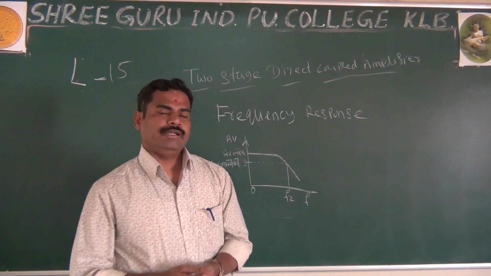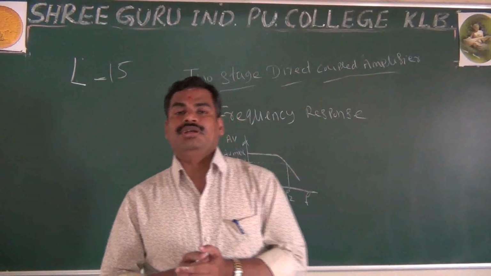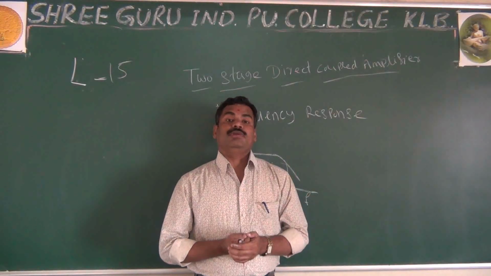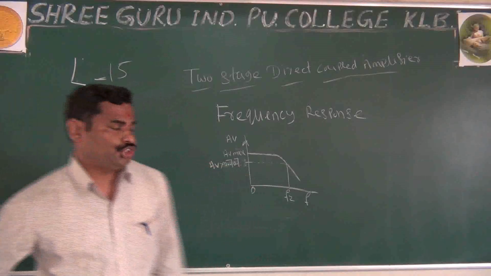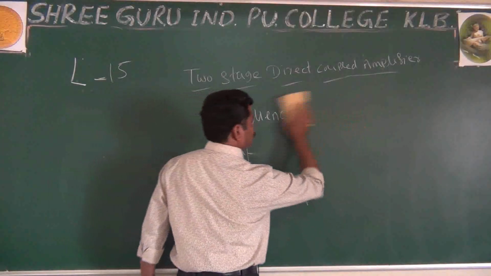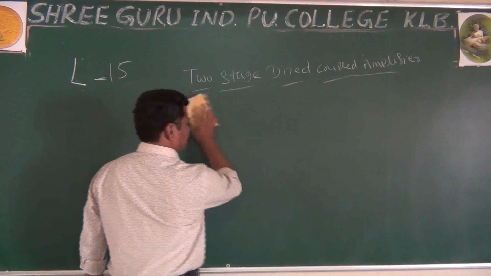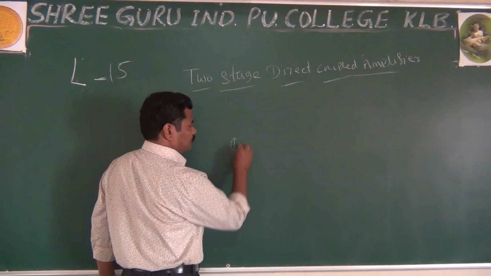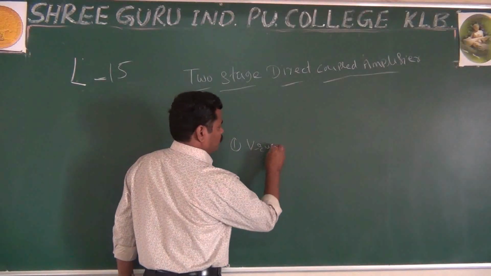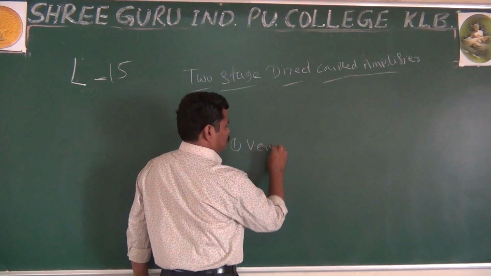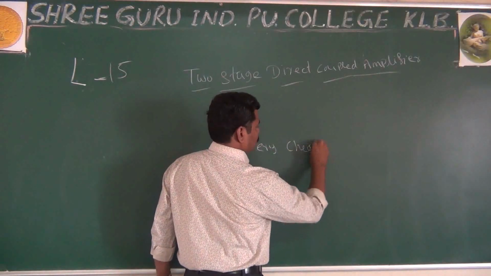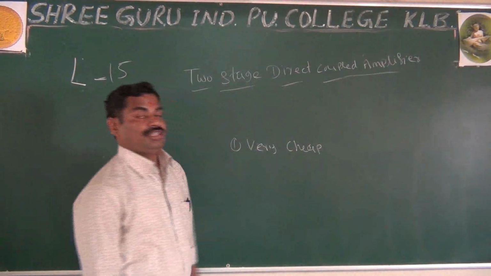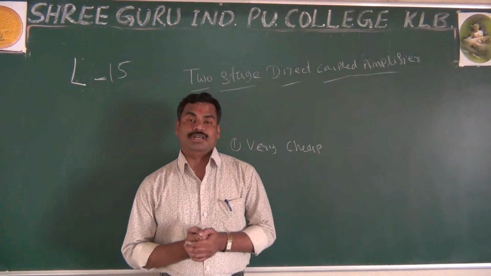Now we'll go through the advantages and disadvantages of the direct coupled amplifier, and finally the applications. The most important advantage of the direct coupled amplifier is that it is very cheap, and also it is a very simple circuit. It is not a complicated circuit.